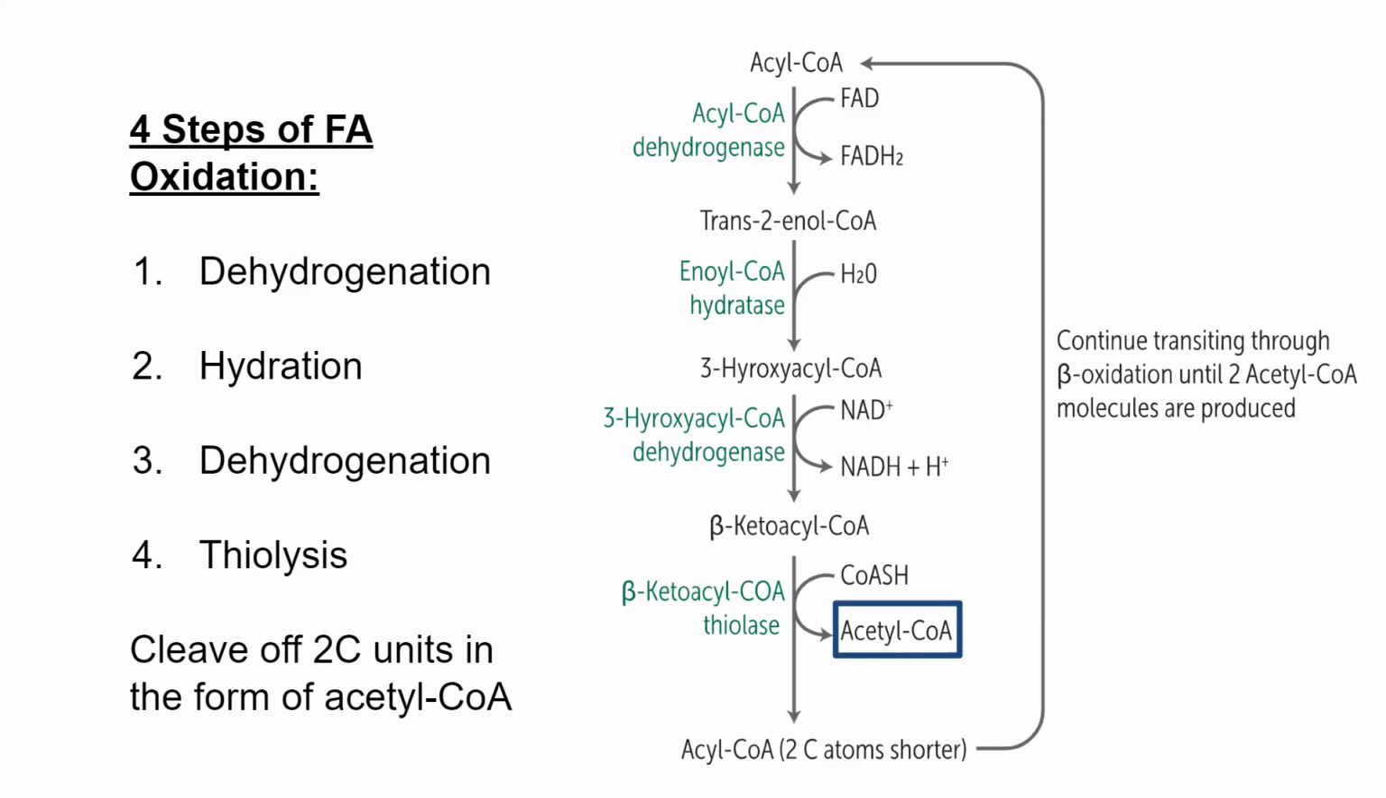It's cleavage using a thiol group. A thiol group is a sulfur hydrogen group, and you're using that to cleave 2 carbon units off. So it's just another word for cleavage. Yeah, so you have the CoA SH, and then you have the thiolysis, and that generates the acetyl-CoA right there. Cool. Good questions.